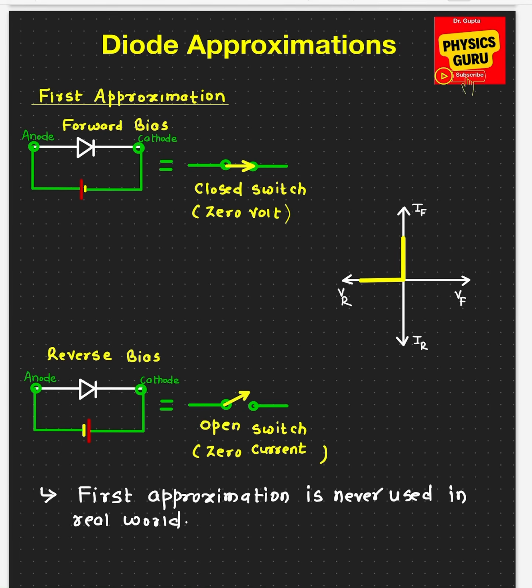Good morning, everybody. In this video, I'll talk about the three diode approximation. Let's start with the first approximation. In the first approximation, we're going to talk about the forward bias of the diode. What is the forward bias?